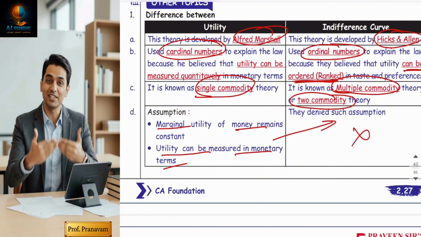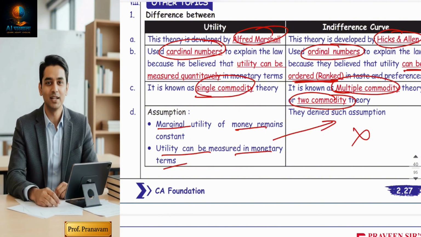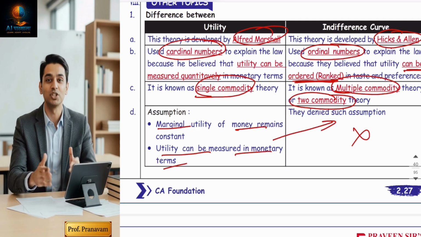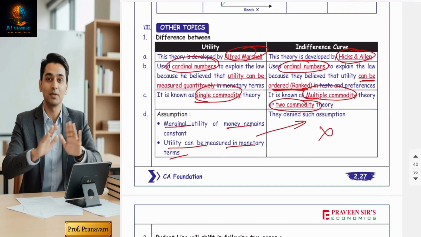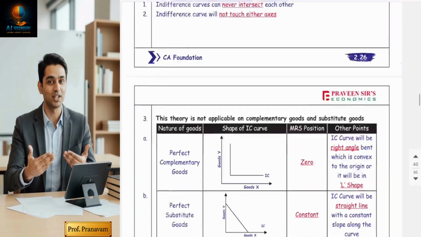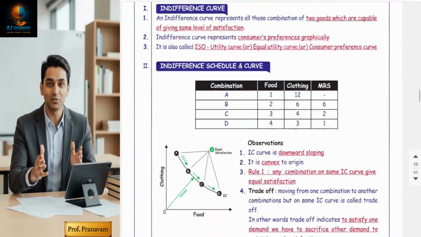Ordinal numbers have been used. Multiple commodity theory means two commodities can be satisfied at a time. So now you understood the difference between utility and indifference curve? Yes. So let's come to the theory now.